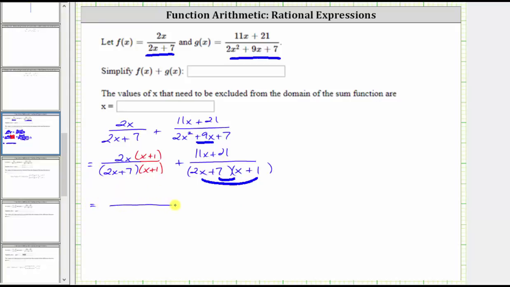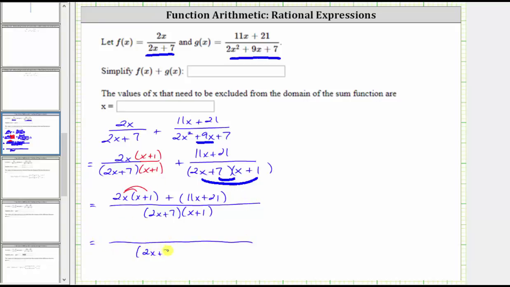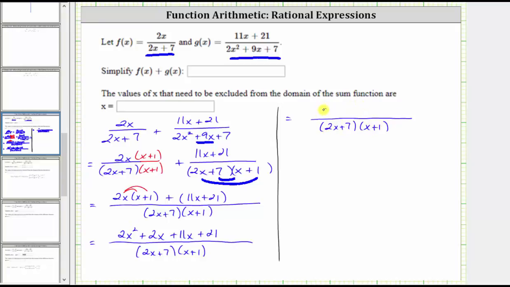The denominator remains the same, and the numerator is now 2x times the quantity x plus 1 plus the quantity 11x plus 21. We now need to simplify the numerator, which means we will distribute 2x here and then combine like terms. 2x times x is 2x squared, and we have plus 2x times 1 is 2x, then we have plus 11x plus 21. Now we combine like terms. 2x plus 11x is 13x, and therefore the numerator is 2x squared plus 13x plus 21. We're not done yet though.